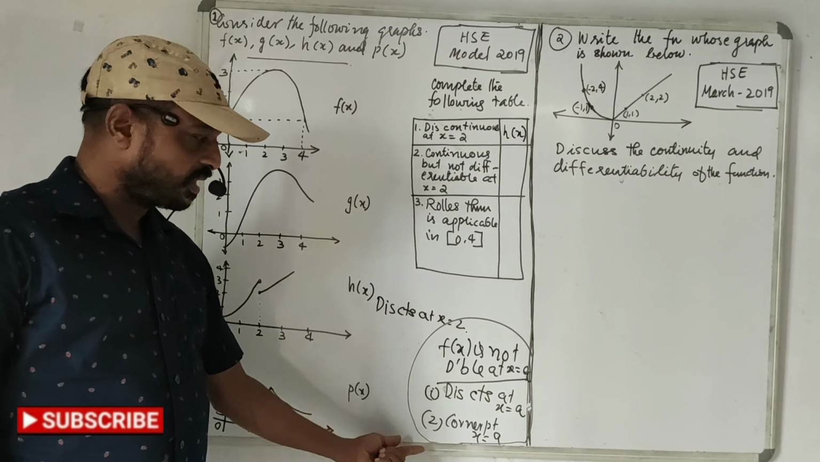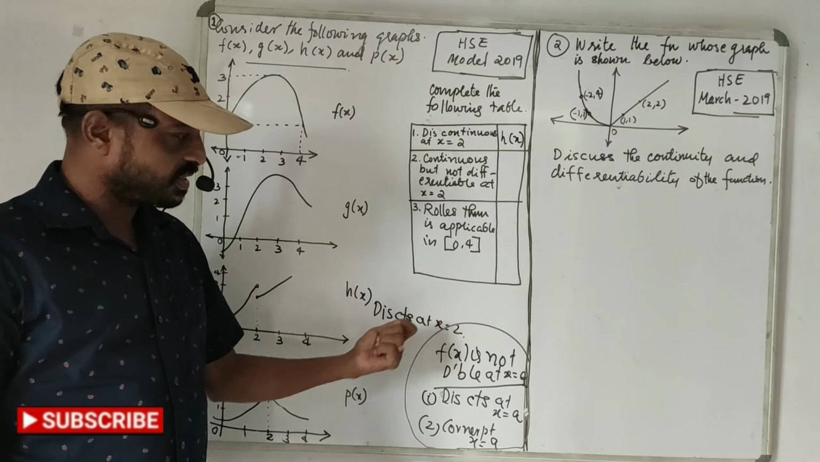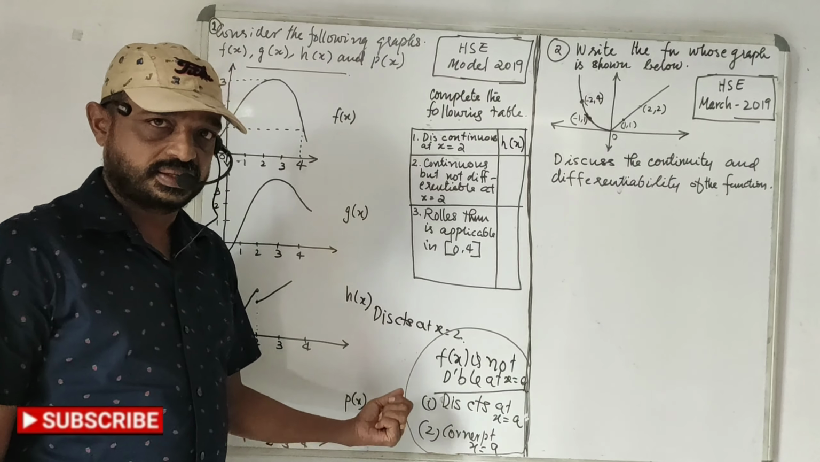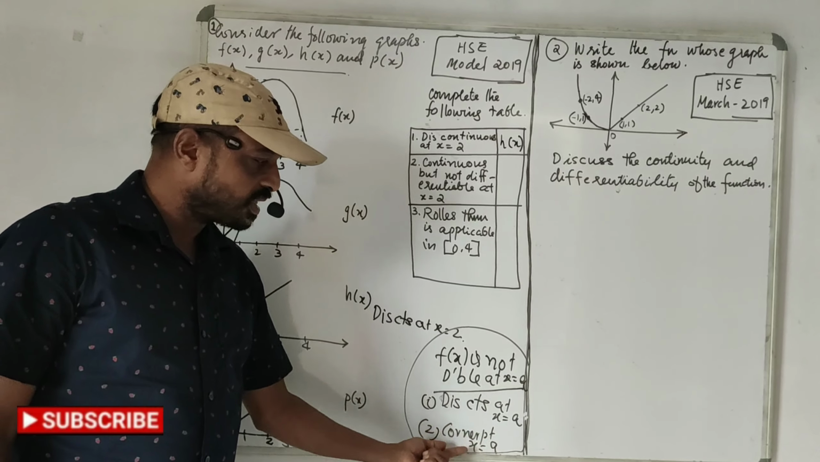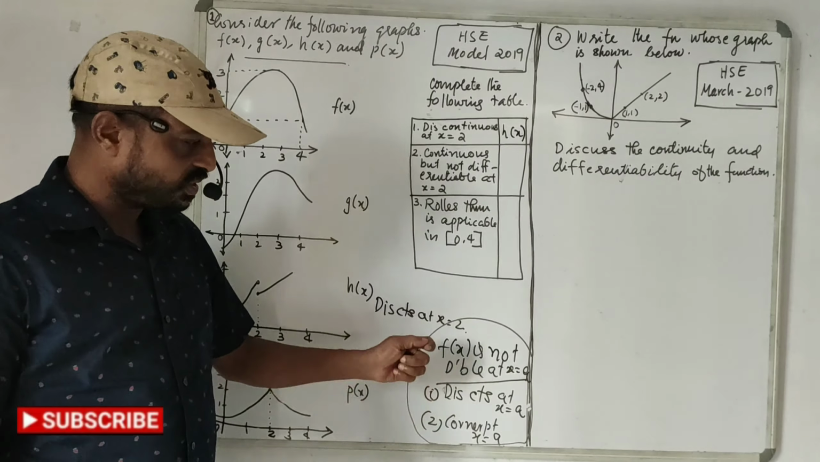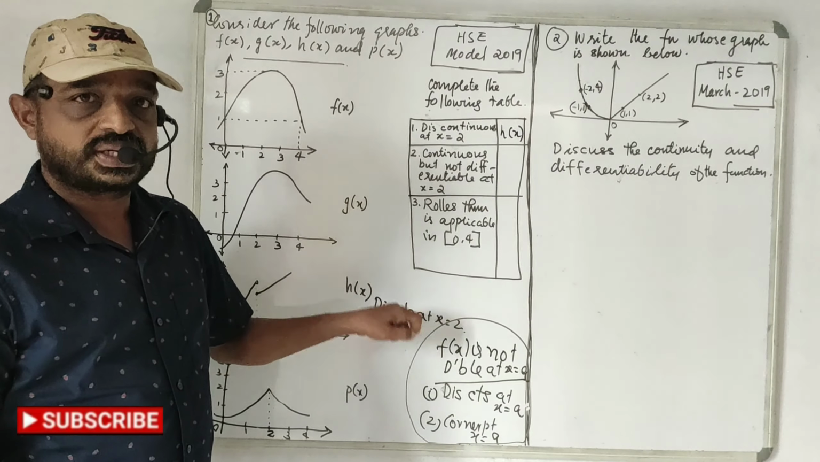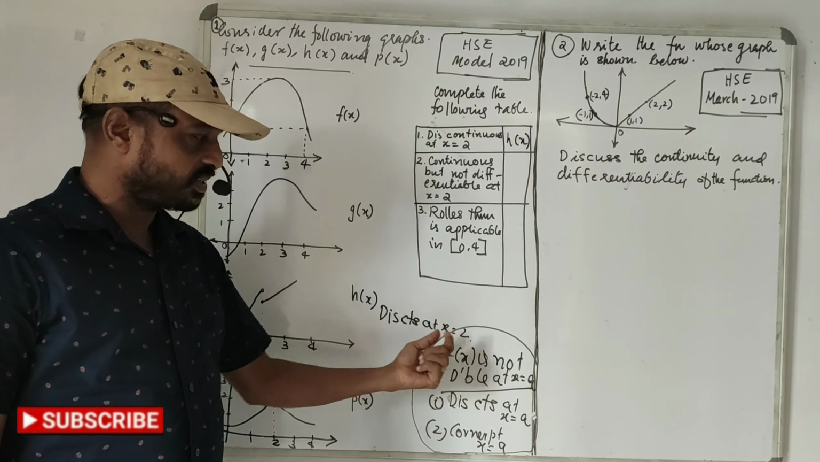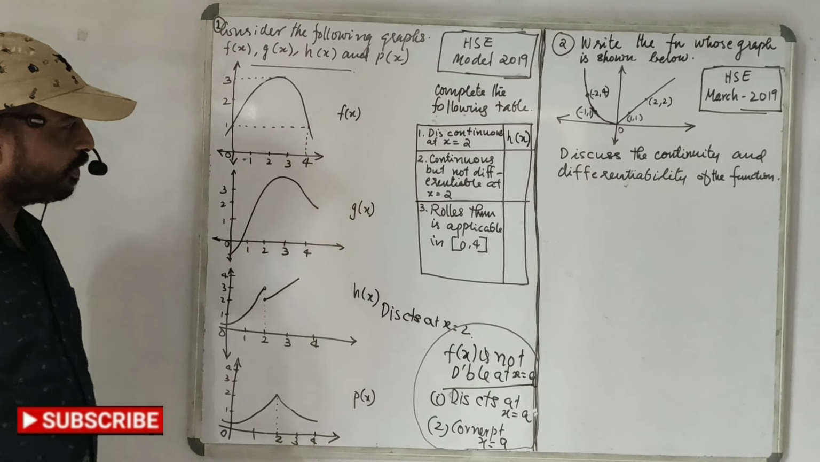So what are the three cases under which f of x is not differentiable? First is discontinuity at x equal to a. Second is that there is a corner point at x equal to a. And the third condition is that there is a vertical tangent at x equal to a. So in all these cases f of x is not differentiable at x equal to a.